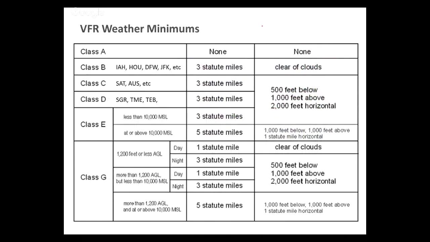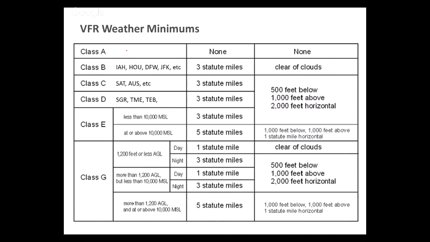Real quick, we're going to just look at this eye chart. We've looked at this before. This is something that we're all going to have to commit to memory. I have not figured out a real good way to commit this to memory. It's a very difficult chart to remember, but these are the VFR weather minimums for each class of airspace.